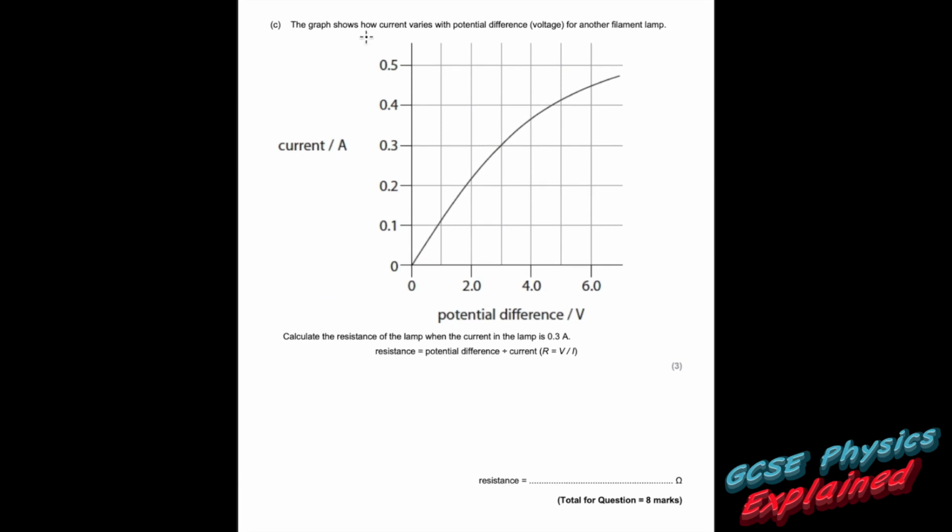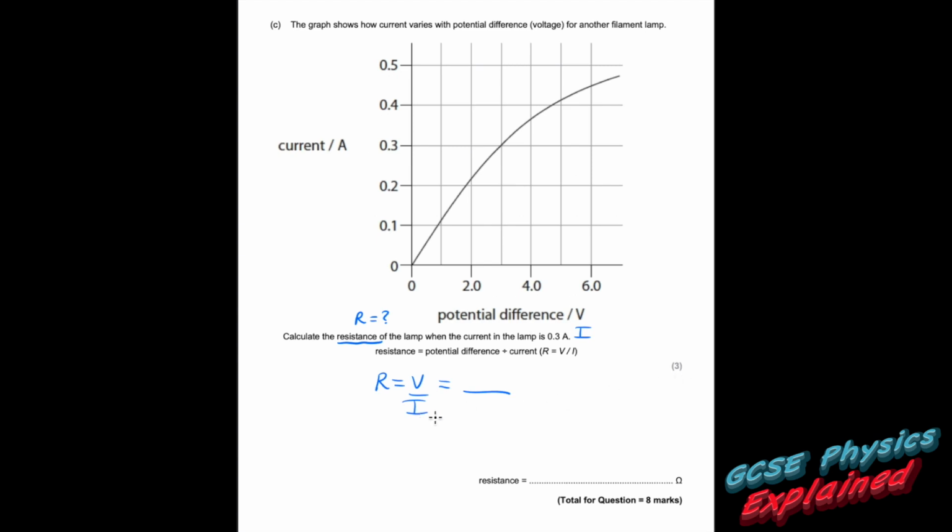Part C. The graph shows how current varies with potential difference, voltage, for another filament lamp. So current up the side, potential difference or voltage along the bottom. Calculate the resistance, so that's our target, of the lamp when the current in the lamp is 0.3 amps. And it says resistance equals potential difference divided by the current. So R equals V divided by I. So R equals voltage divided by current. Now, they haven't told us the voltage yet. We need to get that from the graph. That's why they're giving us 3 marks.